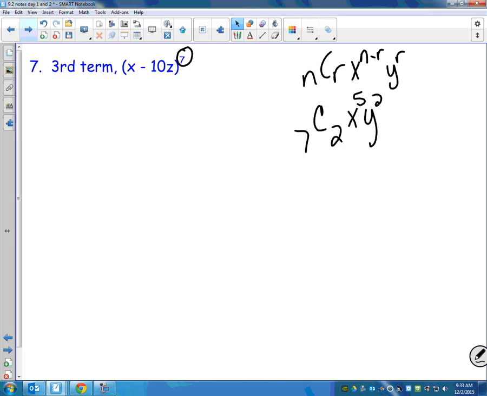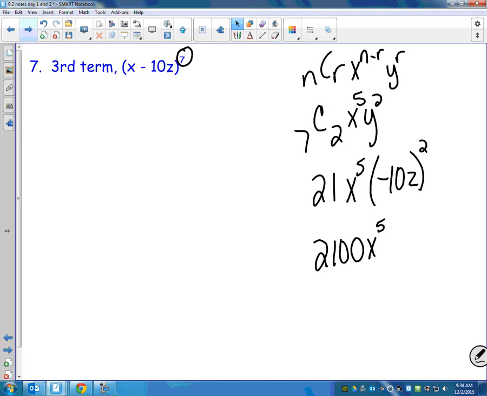And 7 choose 2 you can do in your calculator, but again, you have to plug these numbers in. X isn't going to change in this one. That's just going to say x to the 5th, but my y is negative 10b squared. And that was 17. So you work that out, I think you should get 2100 x to the fifth, and then this one changed to b squared.